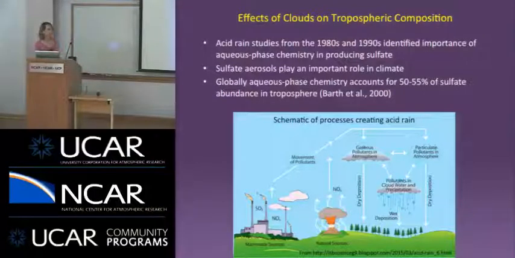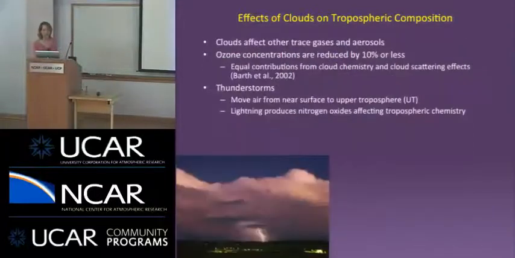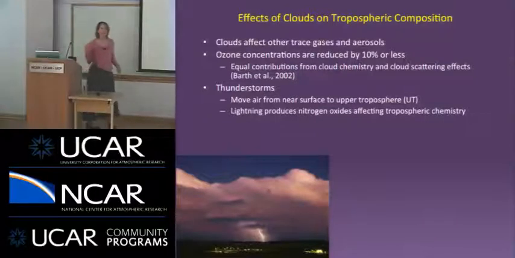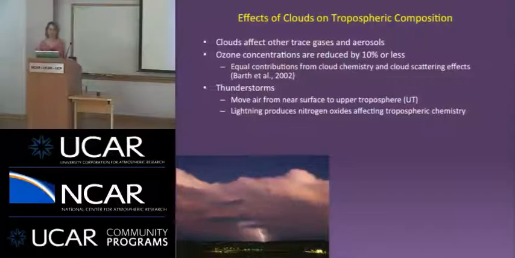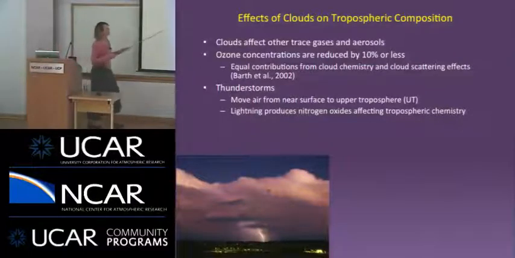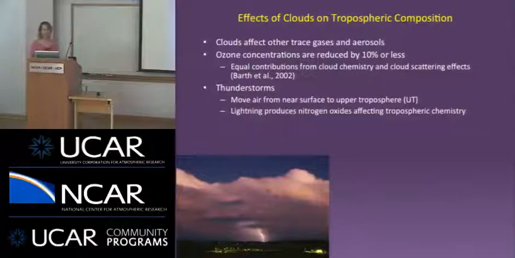But not only is sulfur affected by clouds, other trace gases and aerosols are affected by clouds as well. Ozone concentrations are found to be reduced by about 10% or less, and our work showed that there were equal contributions to that reduction from both cloud chemistry, meaning gas and aqueous-phase chemistry going on inside the clouds, and cloud scattering effects. Thunderstorms are kind of a different beast. They're really these complicated, fun, exciting storms to look at, and so I want to focus my talk on that.